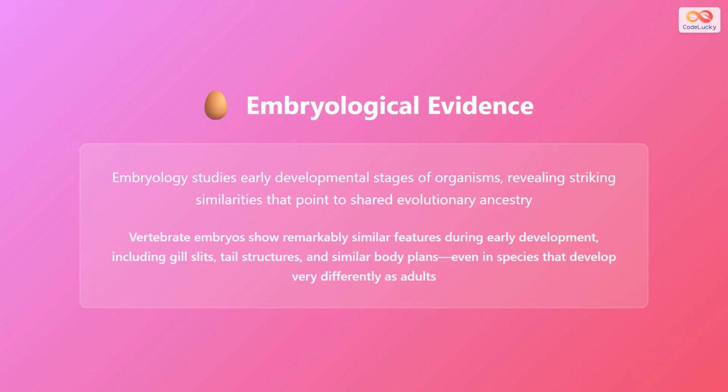Embryology is the study of how organisms develop from fertilized eggs to fully formed individuals. When scientists examine the early developmental stages of different vertebrate species, they discover striking similarities that provide strong evidence for evolution. Even though adult vertebrates can look very different from each other, think of a fish, a chicken, and a human, their embryos show remarkably similar features during early development. All vertebrate embryos display structures like gill slits, tail formations, and similar body plans in their early stages, even in species where these features don't appear in adults. These shared developmental patterns point to common evolutionary ancestry.